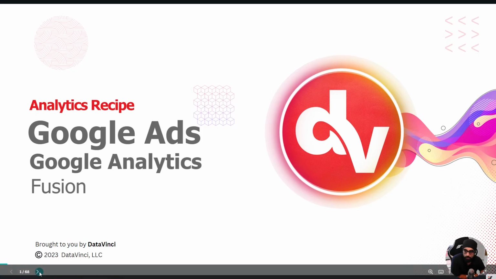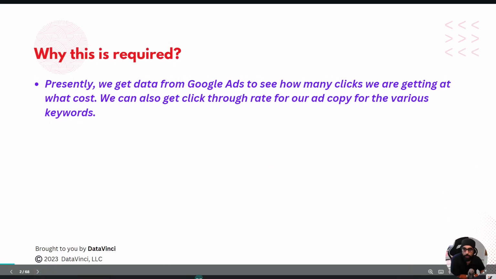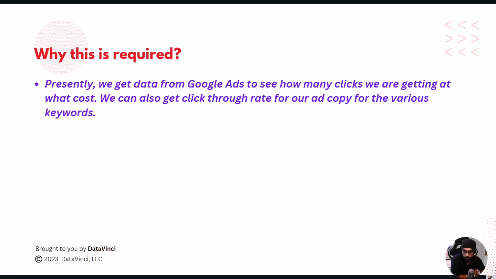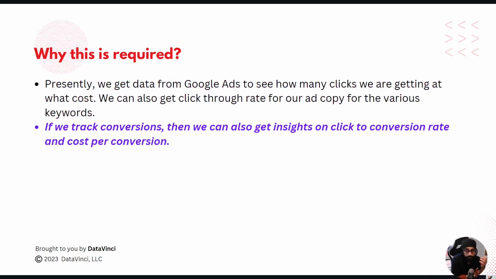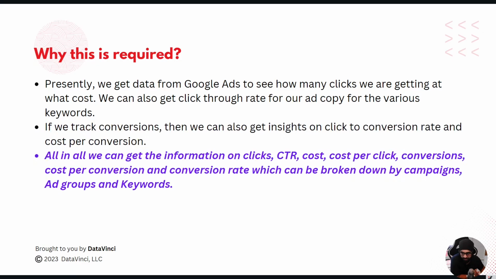Okay, so why is this required? Why do we need to create this recipe? Presently, you might know that we get data from Google Ads to see how many clicks we are getting, at what cost. We can also get click-through rates for our ad copy for the various keywords, campaigns, and ad groups. If we track conversions, and by default, Google Ads will not track conversions for you, you need to set up the conversions to track that. You can also get insights on click to conversion rate, cost per conversion, etc.